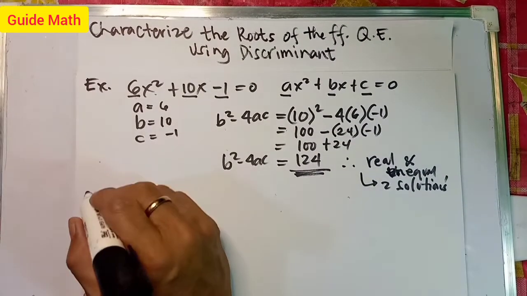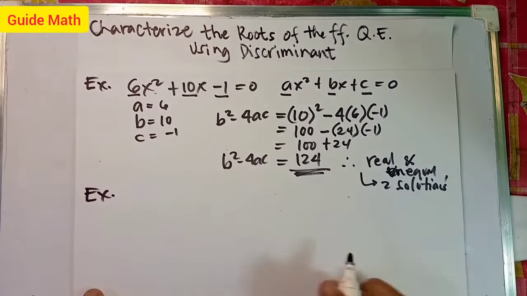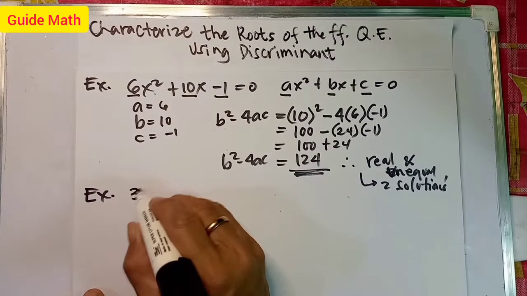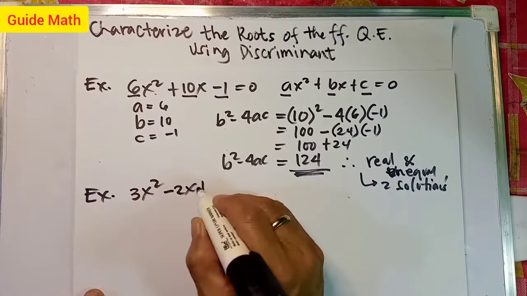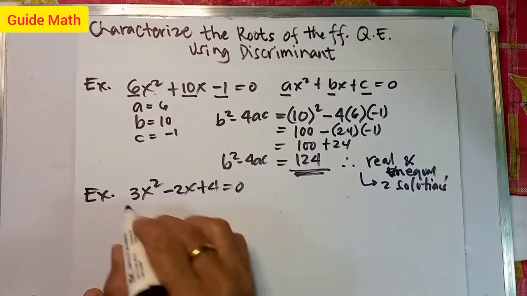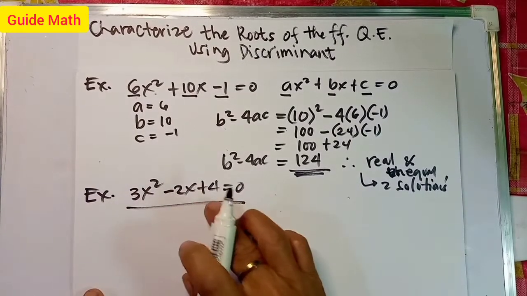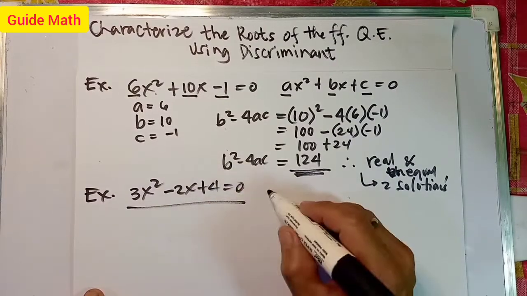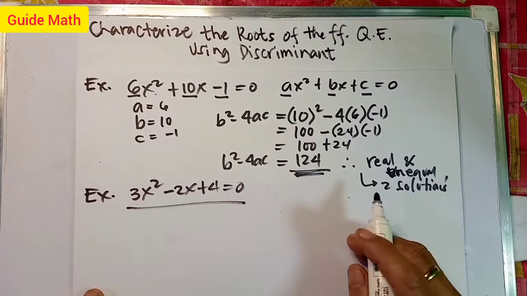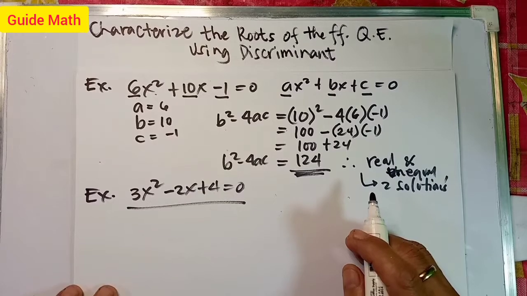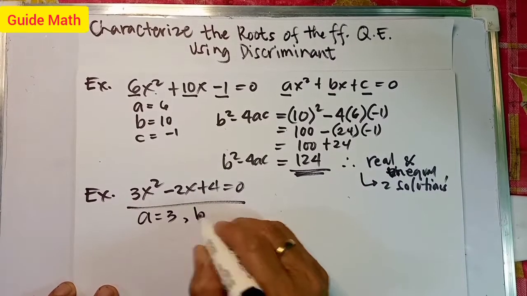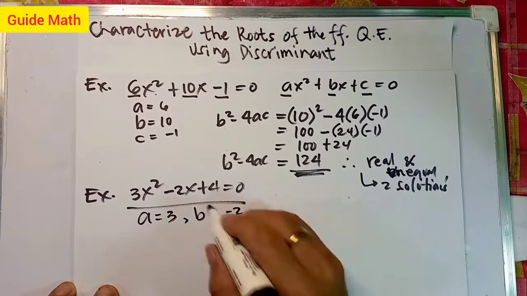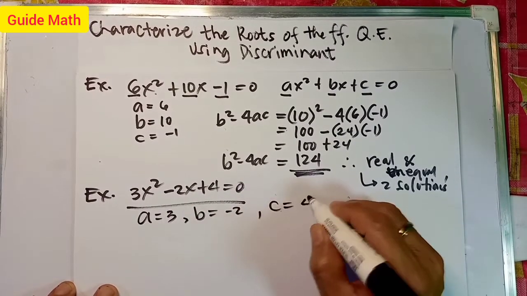Suppose that, I will give you another example. Example number 2. Suppose we have 3x squared minus 2x plus 4 is equal to 0. So, again, it is in standard form. Pero kung halimbawa ito ay hindi standard form, you need to change or transform that into standard form. So, the value of our a now is equal to 3. The value of our b is equal to negative 2. And the value of our c is equal to positive 4.